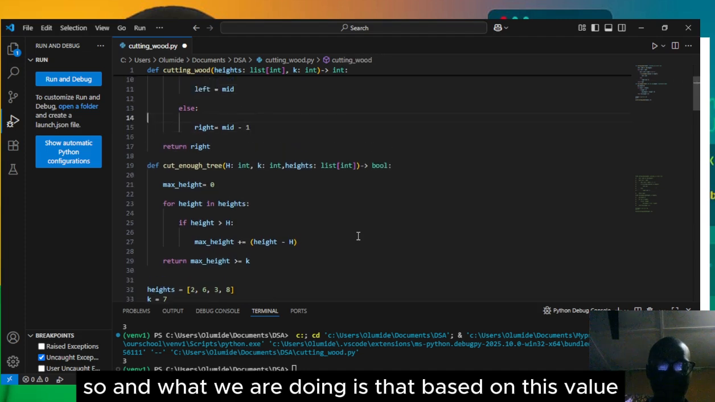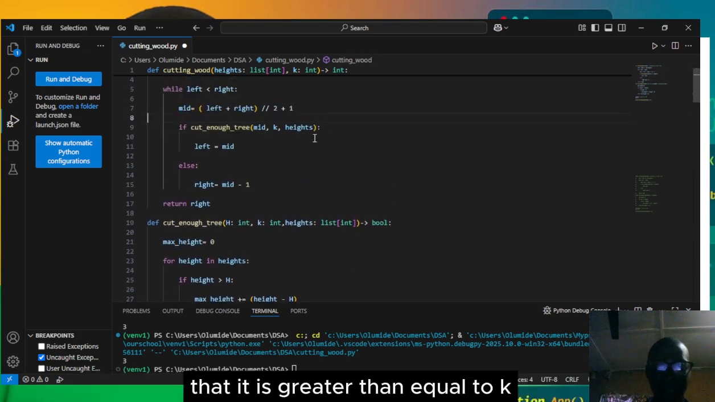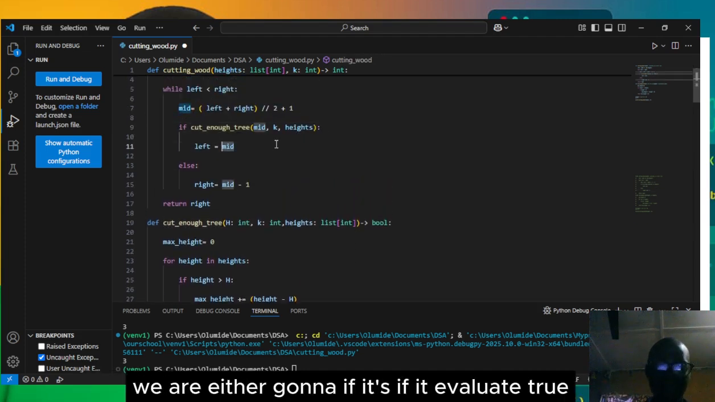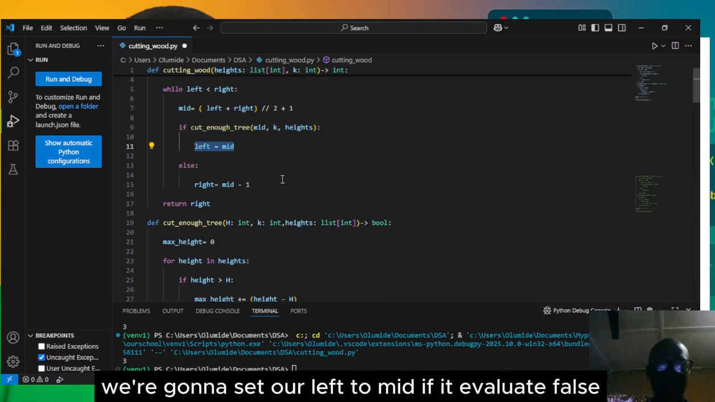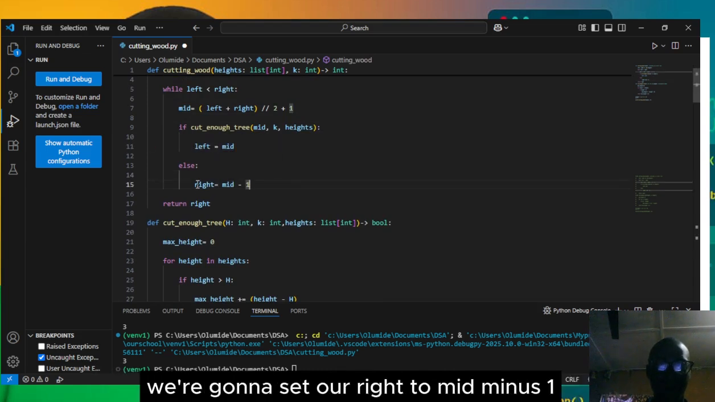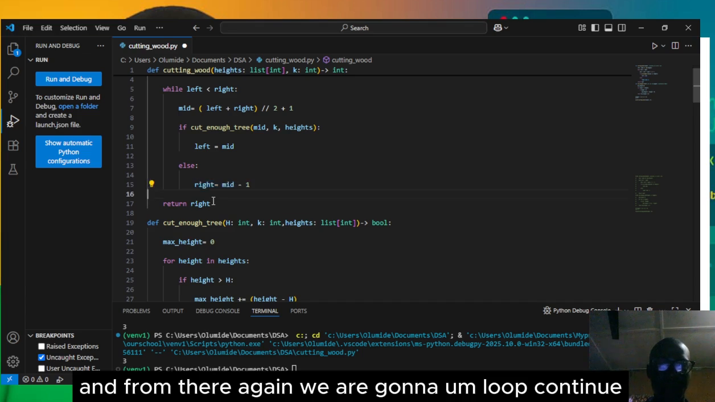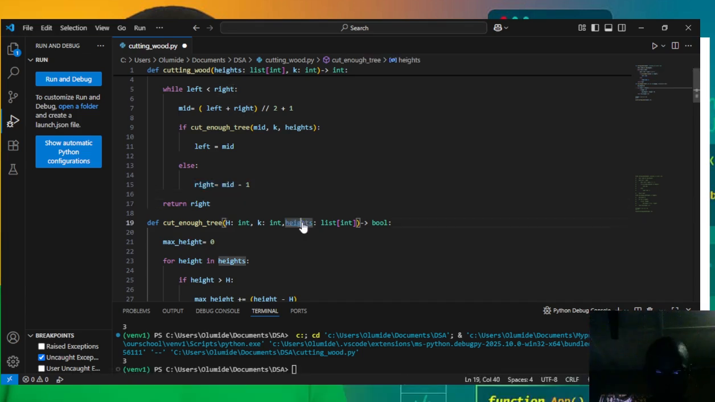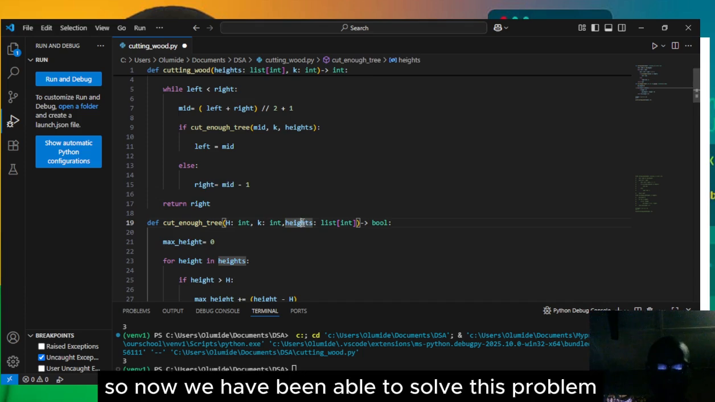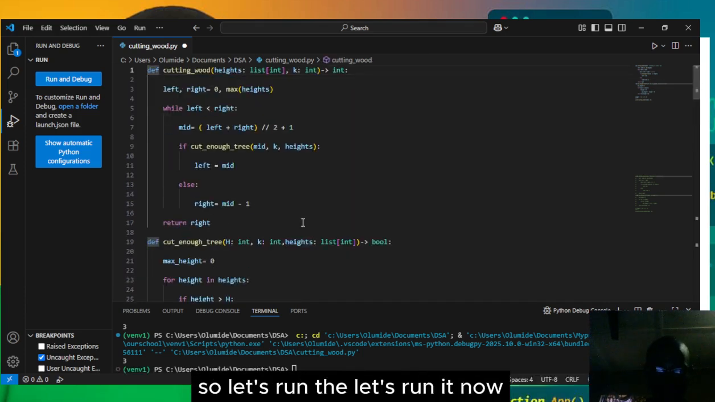Based on this value, whether it is greater than or equal to k, if it evaluates true, we're gonna set our left to mid. If it evaluates false, we're gonna set our right to mid minus 1, and from there again we are gonna loop and continue. So now we have been able to solve this problem. That's how we solve it. So let's run it now.